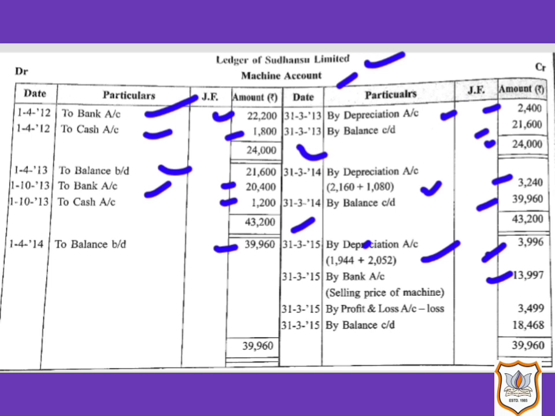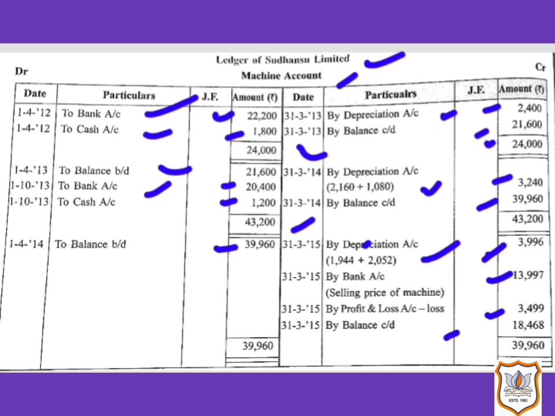So here our journal entry would be bank account debit to machine account. So here we will record this amount on the credit side of the machine account, and in the particular column we will write by bank account. Now as it was sold at a loss, that is 3,499, it will be recorded on the credit side of the machine account. In the particular column we will write by profit and loss account, that is loss, date is 31st March 2015.